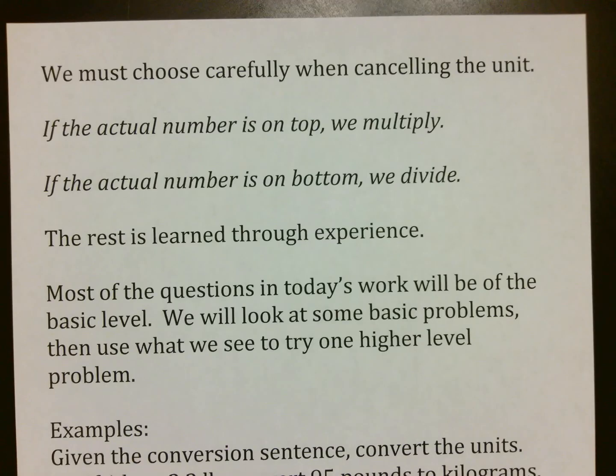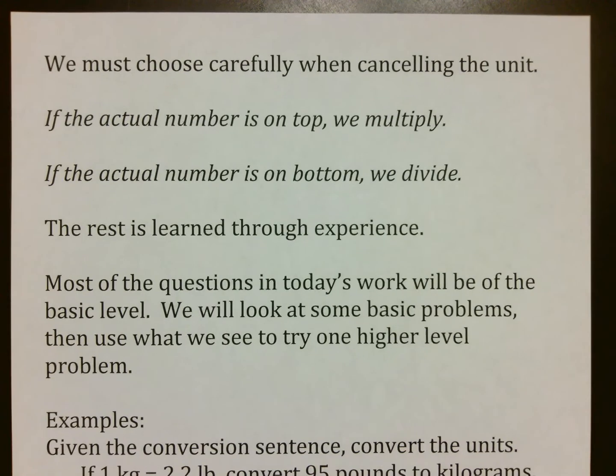We have to make sure we choose carefully when canceling the unit. The way we're going to do that we'll talk about in a little bit. If the actual number we're looking for is on top, we multiply. This is just getting some information before we go to the problems. If the actual number is on the bottom, we divide. I'll talk about what an actual number is in just a second. The rest is learned pretty much through experience.